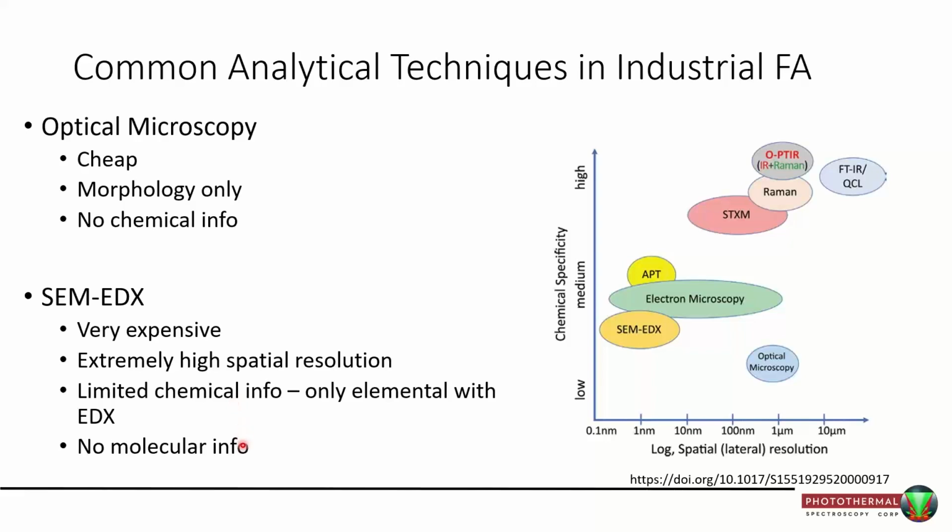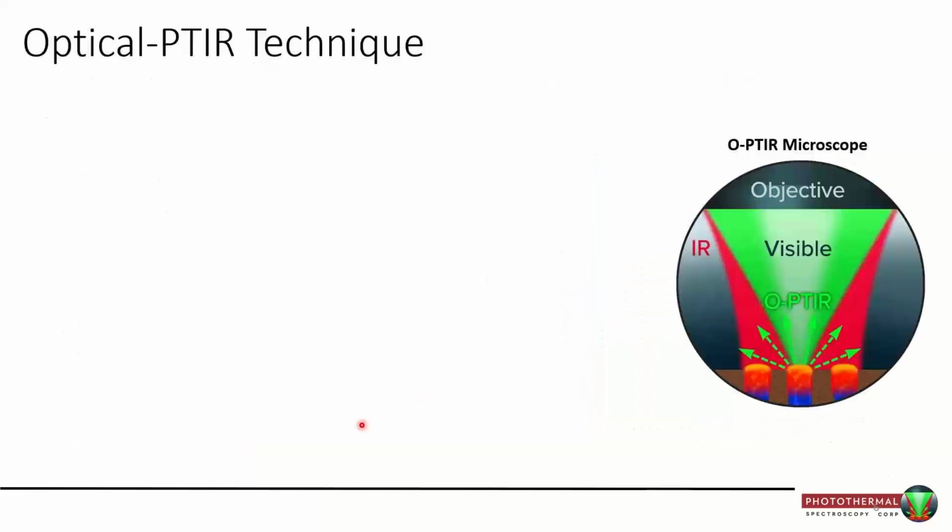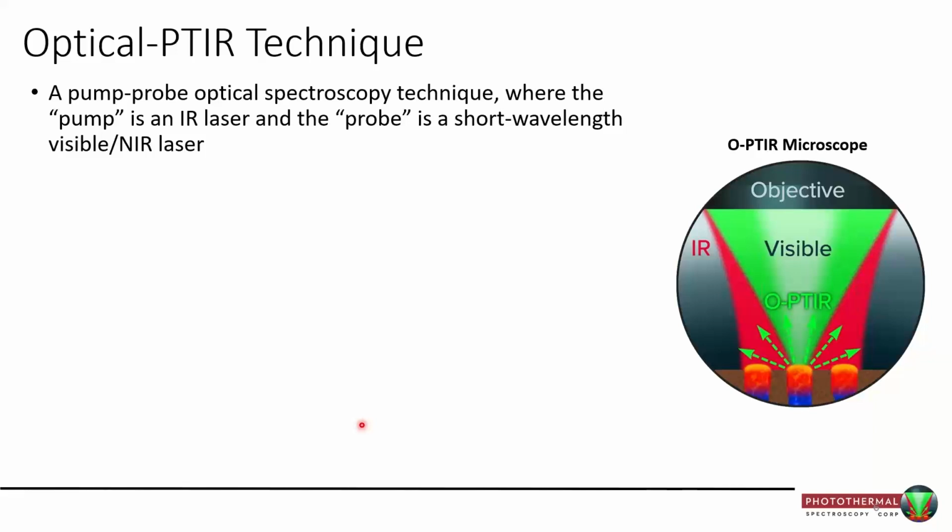And that's really why the tool that we're about to talk to you about in this webinar has found such great utility and great excitement in this setting. And with that, I want to introduce to you optical photothermal infrared, so OPTIR. So what is it? It's basically a pump-probe technique. There are two lasers, two beams. The first laser is an infrared laser that we use to pump and excite the sample. That's really where the infrared spectroscopy comes from.